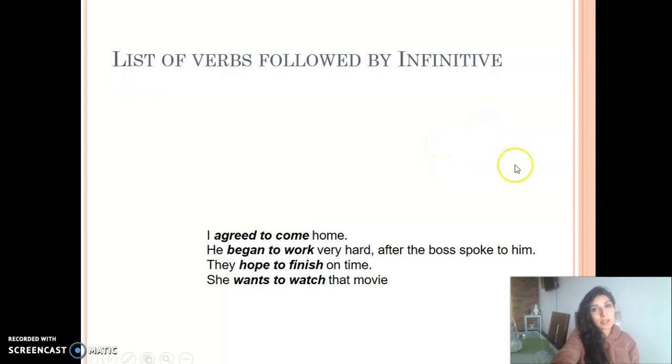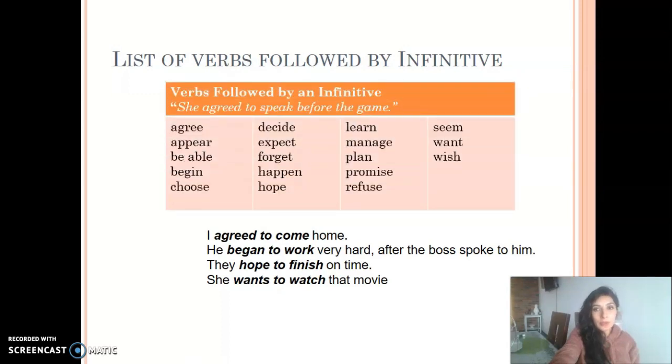So in the previous slide we watched and analyzed some verbs that accept gerunds. Here we have another type of verbs that accept infinitives. So we're going to look at and analyze these verbs. The verbs that are followed by an infinitive are agree, appear, be able, begin, choose, decide, expect, forget, happen, hope, learn, manage, plan, promise, refuse, seem, want, and wish.